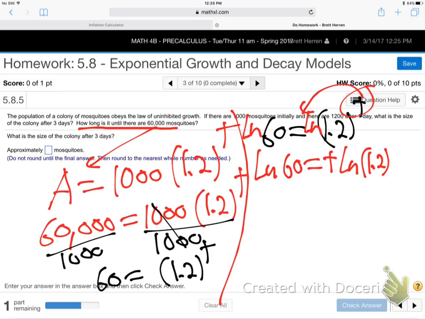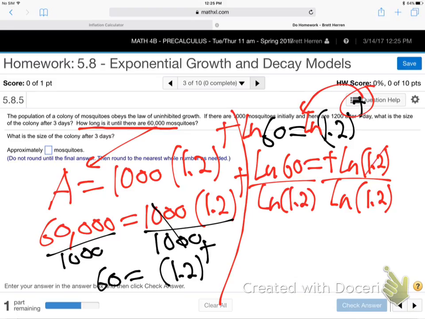Are we happy about that? Last step. Divide by the ln 1.2. Boom. T equals 22.5. Days. That'd be days, huh? 22.5 days. We're going up to 60,000 mosquitoes.